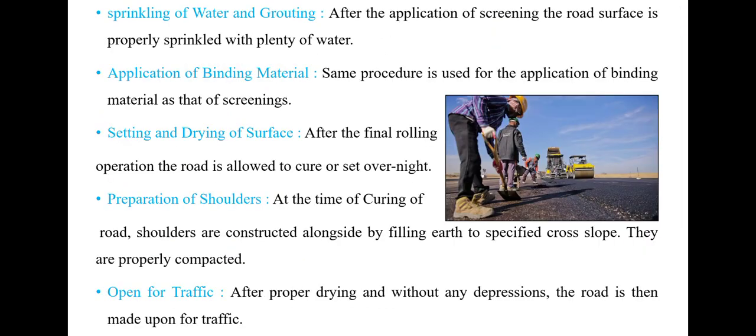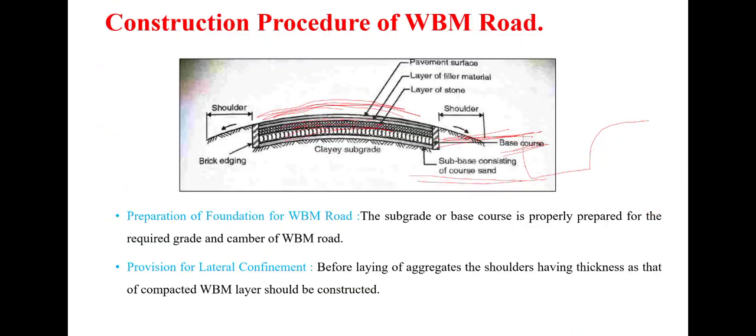Sixth, sprinkling and grouting. Seventh, application of binding material. Eighth, setting and drying. Ninth, preparation of the shoulder. And lastly, the road will be opened for traffic. So these are all the steps used for the construction process of WBM road. In the next lecture, we will study all this process in detail. So we'll stop here. Thank you.